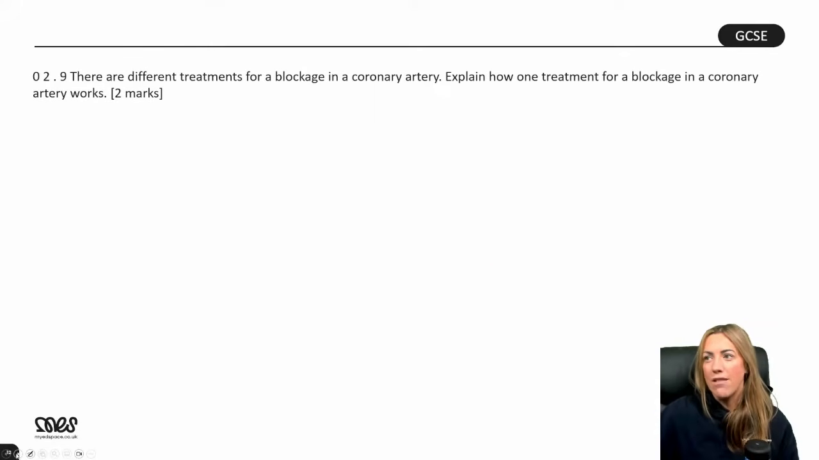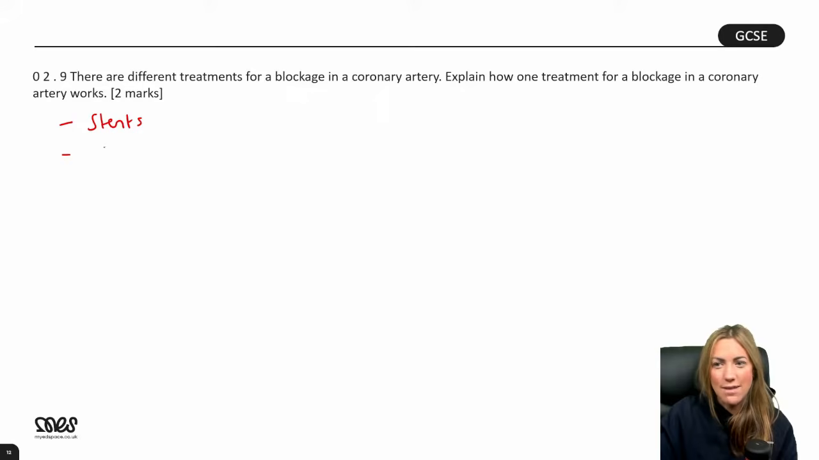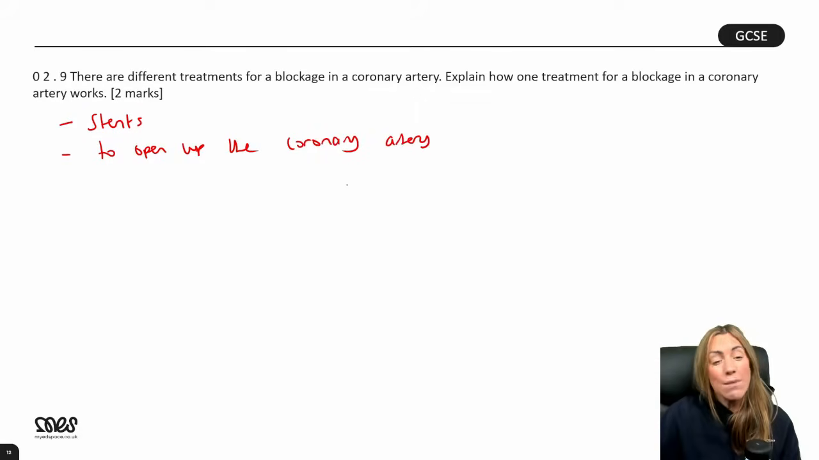Let's look at 2.9. There are different treatments for blockage in a coronary artery. Explain how one treatment for a blockage would work. I think you're probably going to go for use of stents. And if you go for use of stents, you'd have to say to open up the coronary artery, or keep the coronary artery open or wide, because the stent is inserted into the artery. It's a mesh-like tube that pushes out against the walls, holds the coronary artery open so more blood can flow. So you're probably going to go for that one.